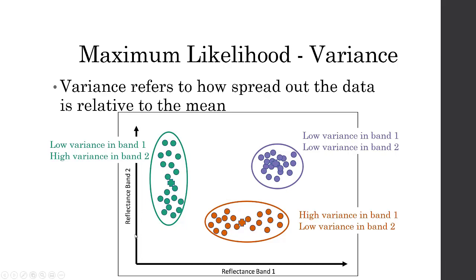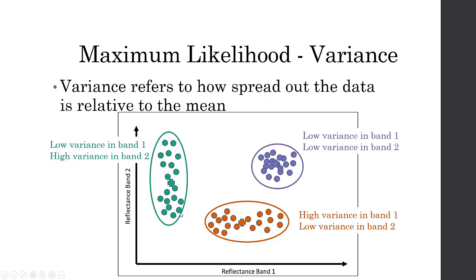As you can see, when looking at band 1 for green, it's a relatively low variance, right? If you squished all of these down onto the x-axis, it wouldn't go very far. It would go from like 15% to maybe 25%. But if you look at band 2, it goes from like 30% all the way up to almost 100%. So it has high variance in band 2, but low variance in band 1. And you can see how that looks almost like a rectangle, or an oval in this case.